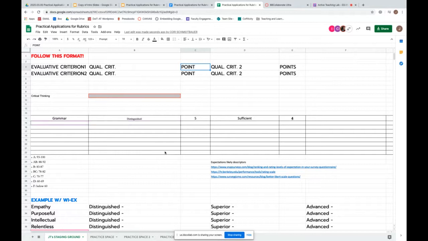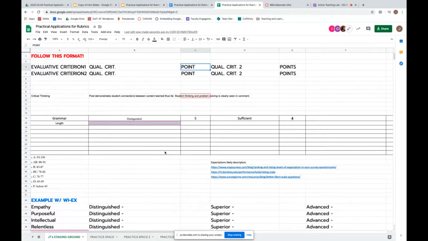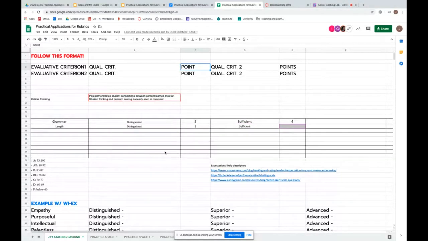Let's say length, just for the sake of the thought. Has to be distinguished as well, and the same number of points. Sounds good? Sounds good. Are we doing this in a group? You can do it individually, or we're going to copy and paste just to give an example of what that looks like on the camera.